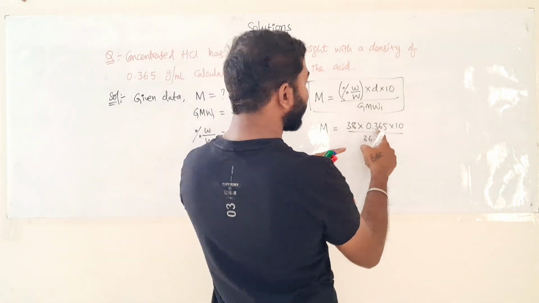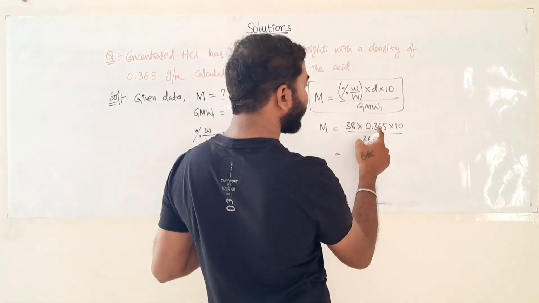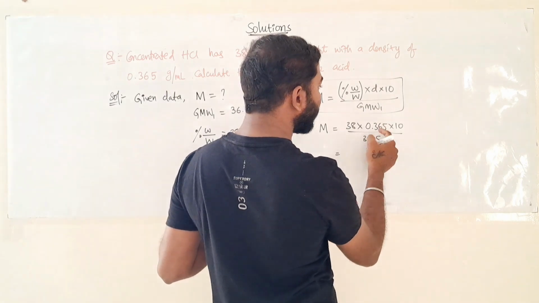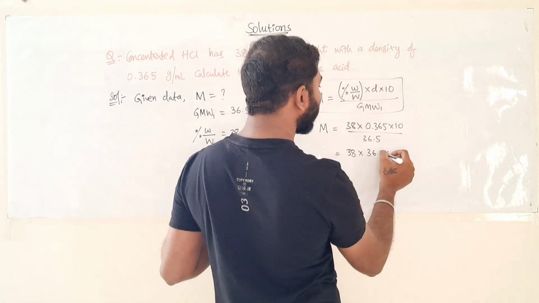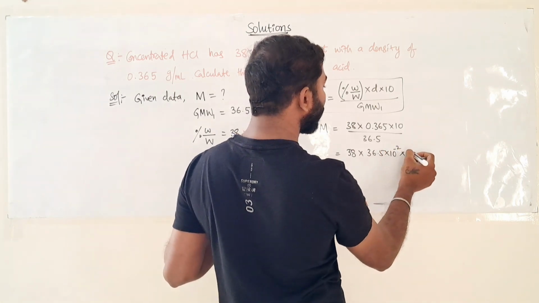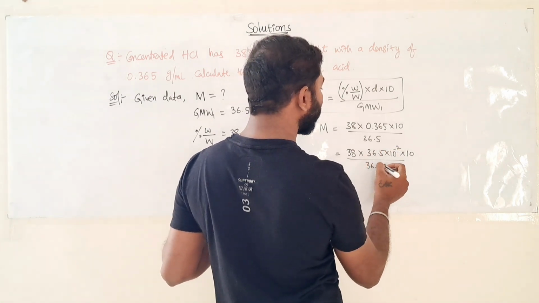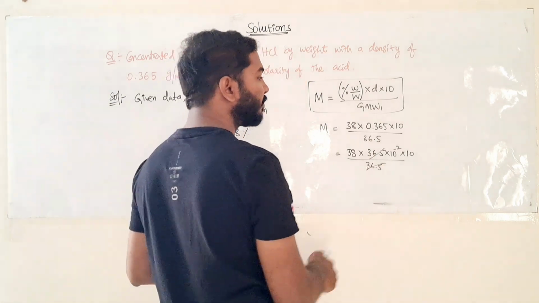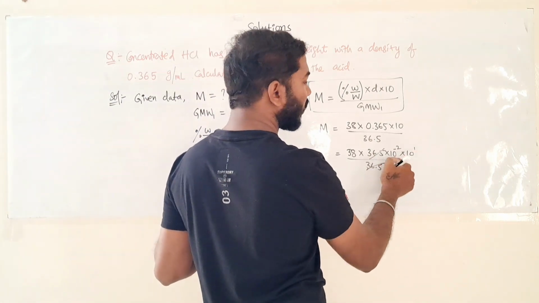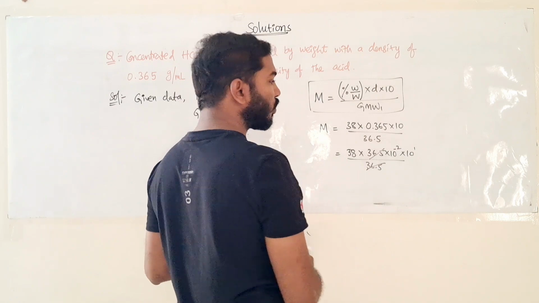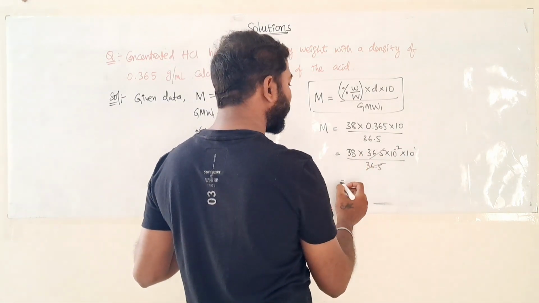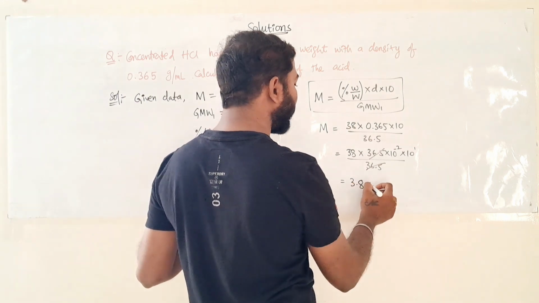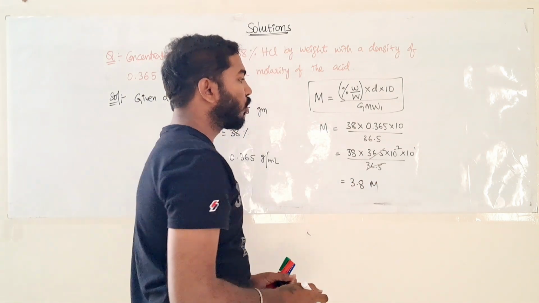If you observe carefully, this 0.365 we can write as 36.5 into 10 power minus 2. So it is 38 into 36.5 into 10 power minus 2 into 10 by 36.5. These two will get cancelled, and now 10 power 1 and 10 power minus 2 remain, giving 10 power minus 1. And 10 power minus 1 into 38 will give us 3.8 molar. So hope it is clear.